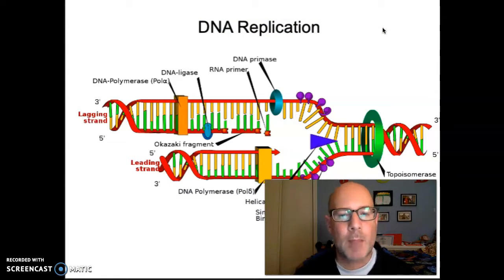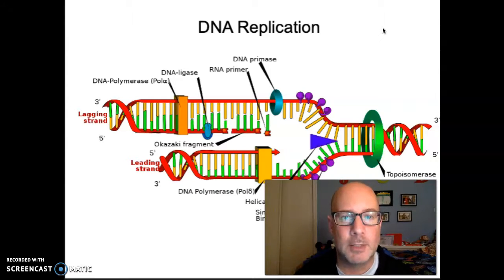I put this picture in here just to give you a little clearer representation of what's going on with replication. You can see that blue triangle is helicase unzipping the DNA strand. You can see DNA polymerase. It's orange on the top strand. It looks yellow to me on the bottom strand. Okay, on the top strand, it's making it in pieces. That's how you get those Okazaki fragments. And DNA ligase is going to seal them together. And on the bottom strand, it's DNA polymerase making it in one continuous strand.